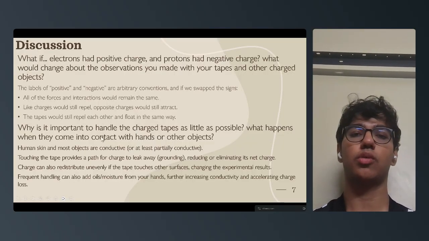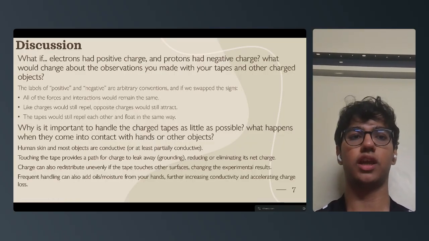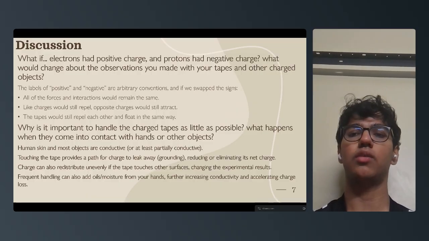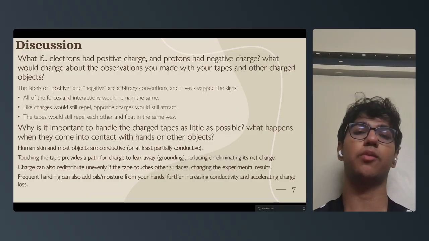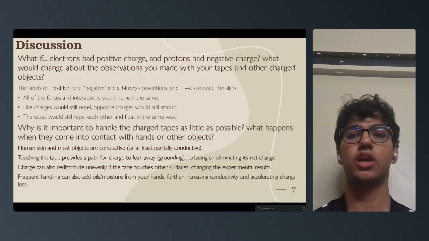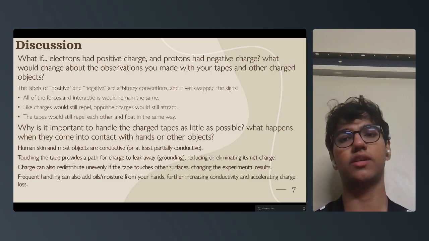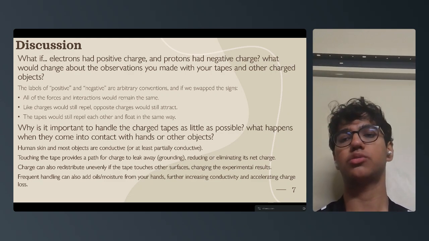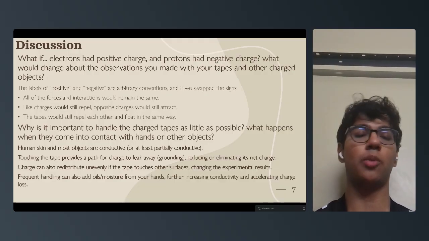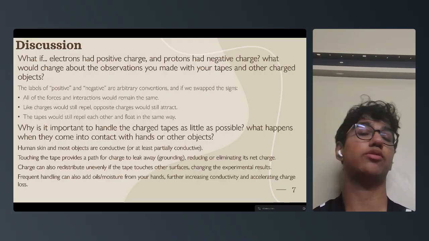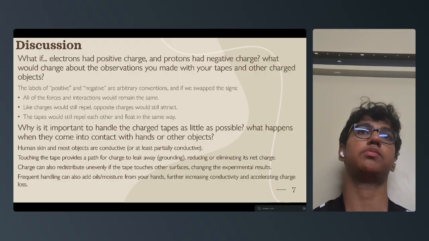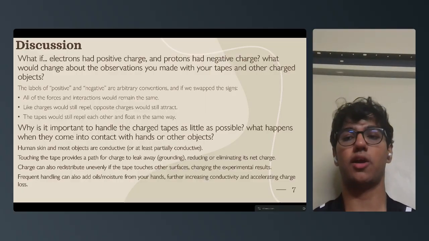Discussion. What if electrons had a positive charge instead of a negative charge? What would change is nothing, because the labels of positive and negative are just arbitrary conventions. If we swap the signs, that is, we call negative positive and positive negative, it really changes nothing except the language you use. All force interactions would remain the same. Like charges will still repel, opposites will still attract. The tapes will still repel each other and float in the same way, because they would just have the opposite charge of what we call it right now.